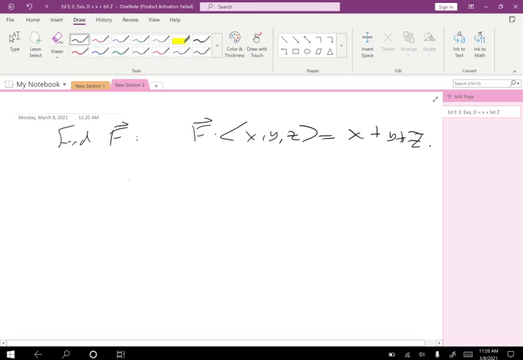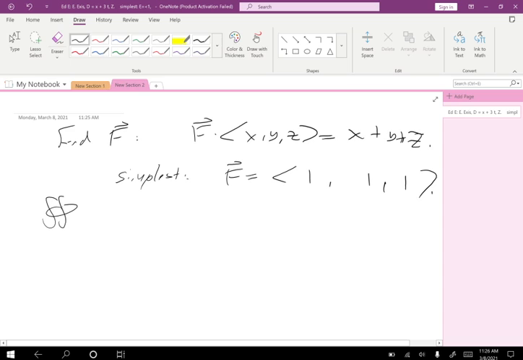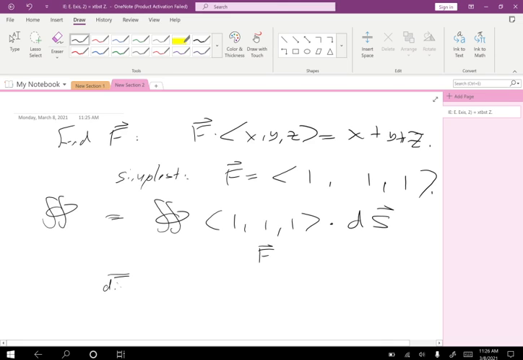So, I think the simplest choice is just 1, 1, 1. Right? So we've now found that our integral can be represented like this. It's 1, 1, 1 dot ds. So this is our f. And so now we can evaluate this using the divergence theorem.